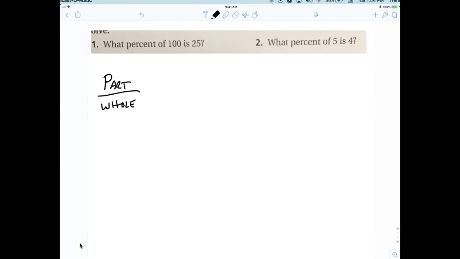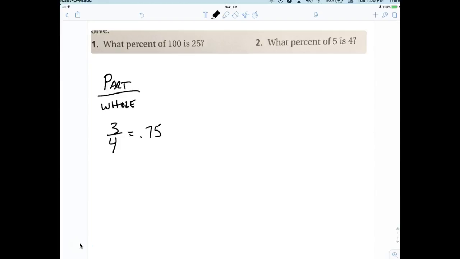Now, the reason why that part divided by the whole is not automatically a percent is because the whole is not always out of what? 100. You got to listen to me. The whole is not always out of 100. So if I said to you 3/4, you wouldn't be able to tell me that that's 3%. That's definitely not 3% because it's not out of 100. Now, I want you to be able to tell me that 3/4 is equivalent to 0.75.